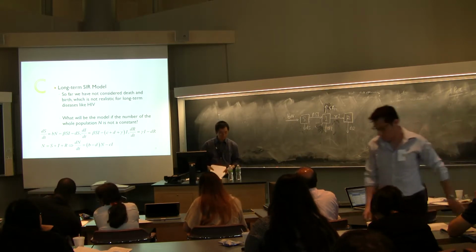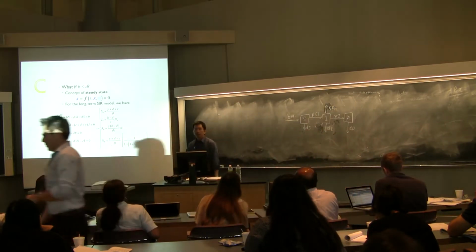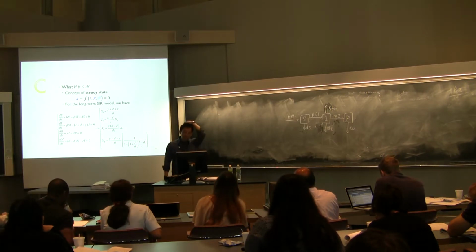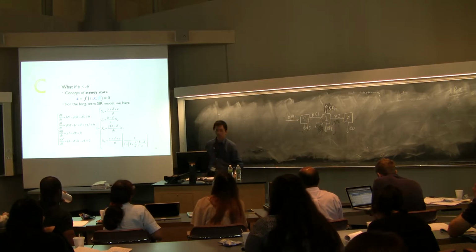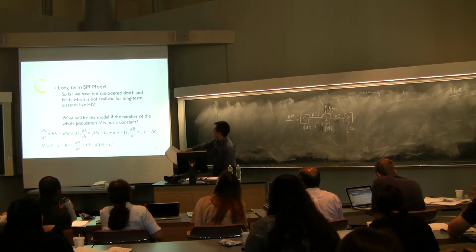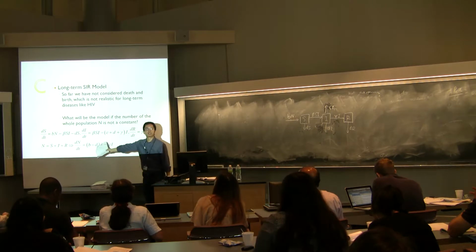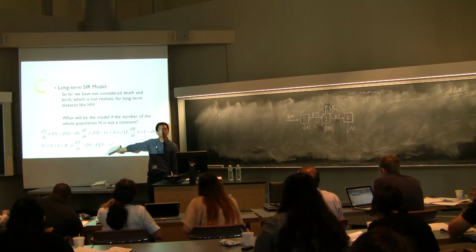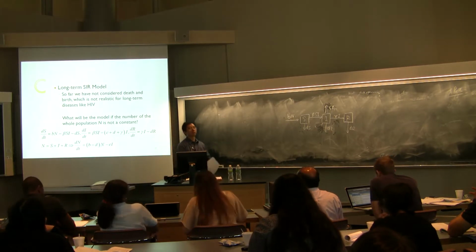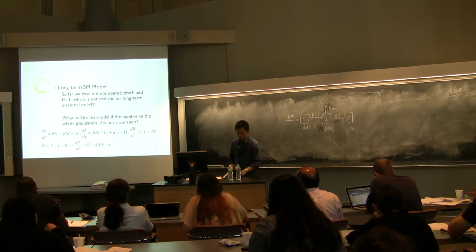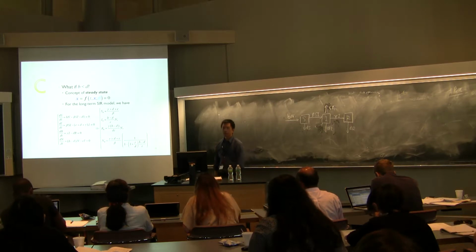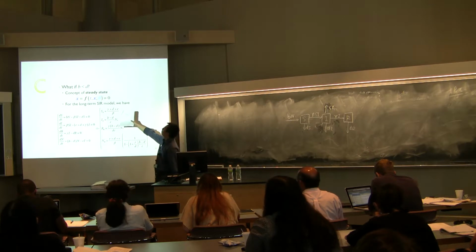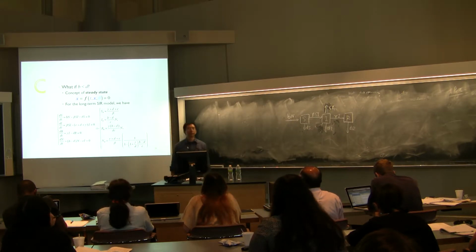Now we can also do something with this model. Although right now we have birth and death, so the total number of subjects in this population will not be a constant anymore. So n here is not a constant anymore because we have birth and death. However, after we derive this model, we have to do some simple checking. For example, we have to make sure of the relationship between B and D.